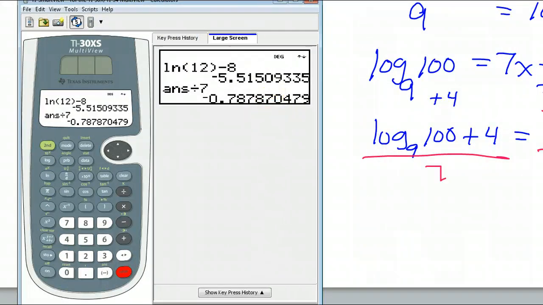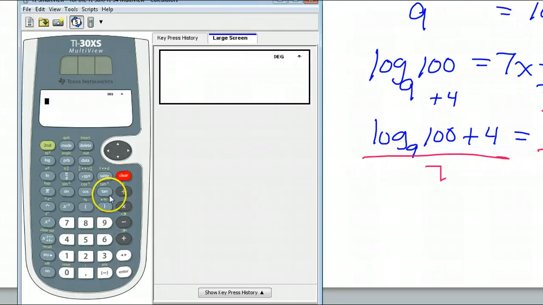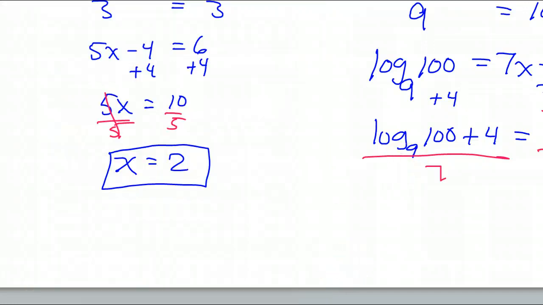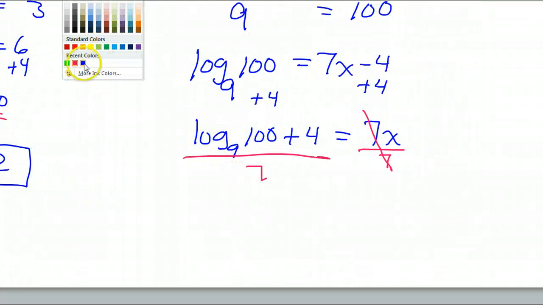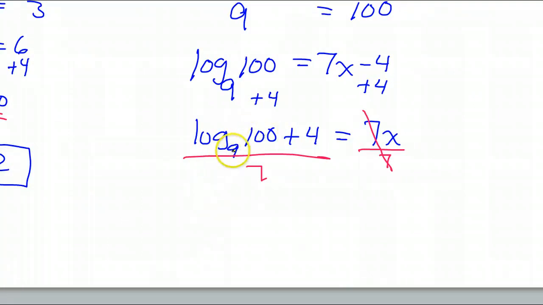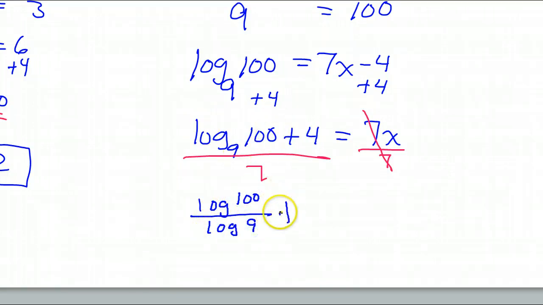Okay, so I like to just type it in all at once. Oh wait, change of base. Yeah, can't type that in directly. So we're going to need to do log 100 over log 9 to get her done. So we'll have log 100 over log 9. That's this part. Alright, we still have the plus 4. And then all of that is over 7.